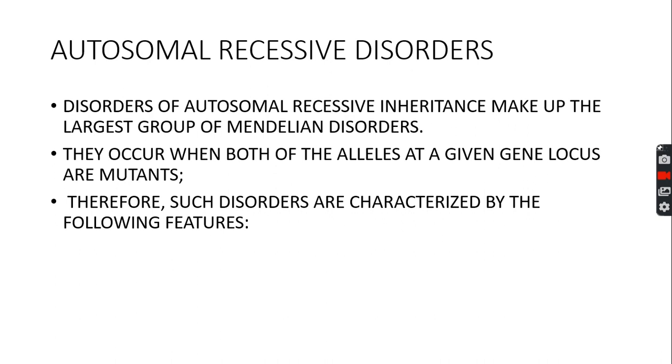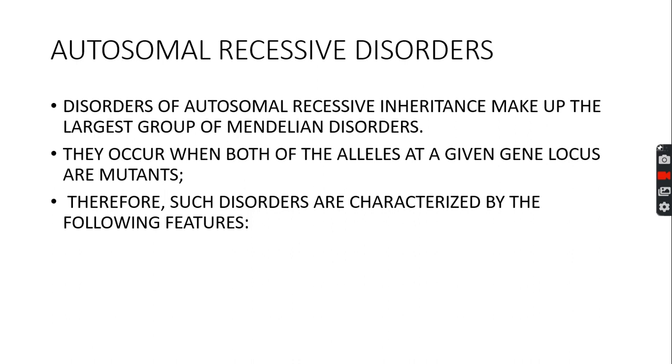Recessive disorders. These are more frequent than the autosomal dominant disorders, and this is basically because usually, for one to actually acquire an autosomal recessive disorder, they will have both recessive genes from both parents. You can only have this disorder in the homozygous state.